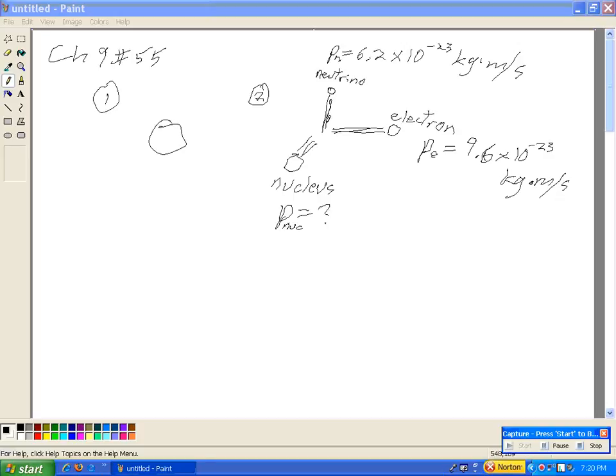Okay, so the neutrino has momentum of 6.2 times 10 to the negative 23. Now I said I made it in the positive y direction. That's just how I drew it. Doesn't matter how you draw it. So the momentum of the neutrino, that's what the n is for. Momentum of the electron, E, is 9.6 times 10 to the negative 23 kilogram meters per second. So what's the momentum of the nucleus and in what direction?